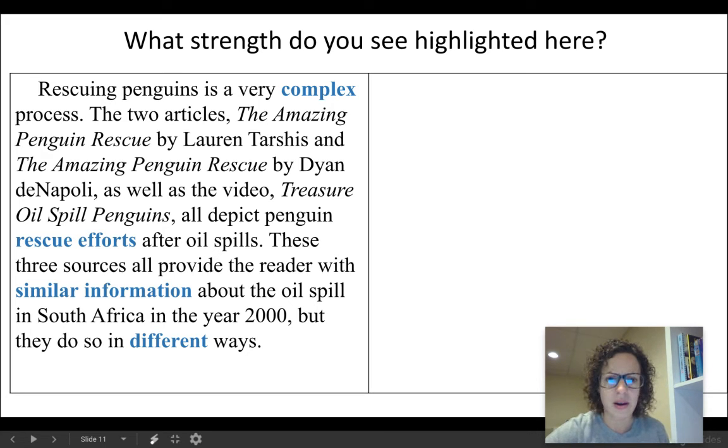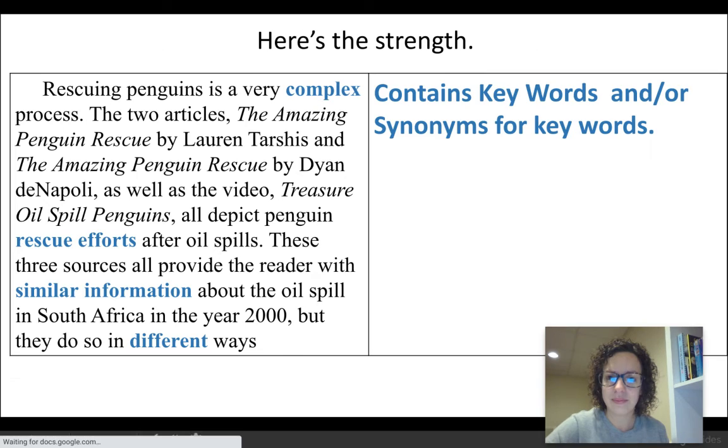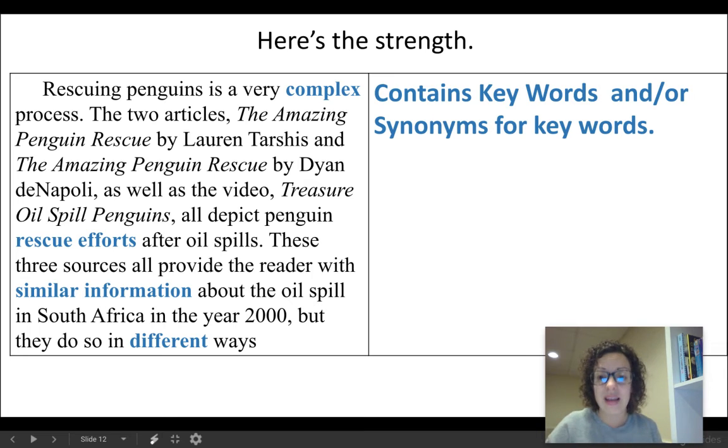What do we see here? The words complex and rescue efforts, similar information, and different are highlighted. What is the strength that's highlighted? If you guess that it contains key words or synonyms of key words, then you're correct. So, what I want you to do is pause my video and double check that you have contained key words and synonyms for your introduction paragraph.